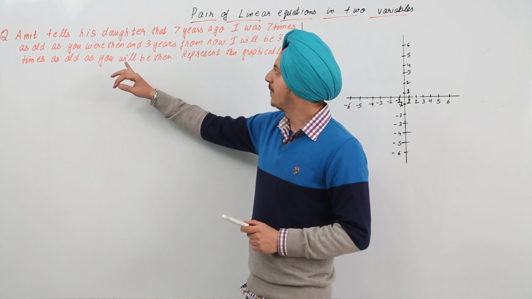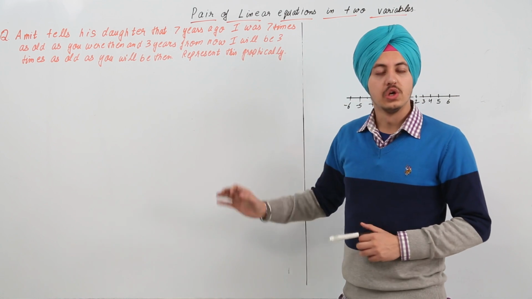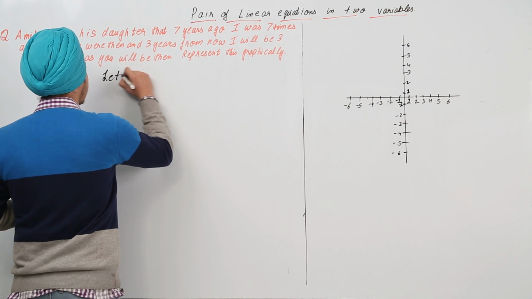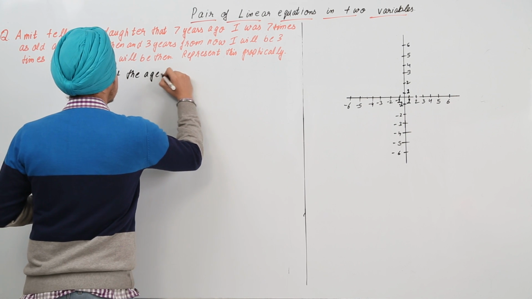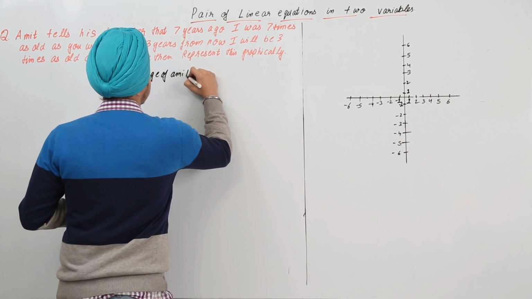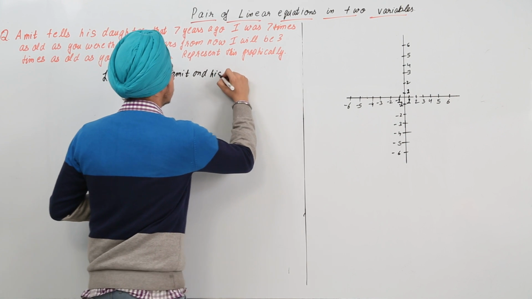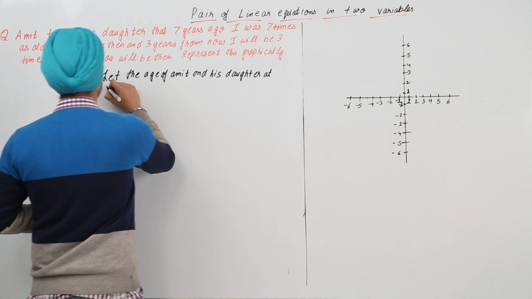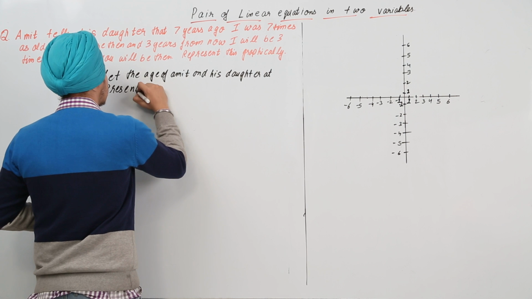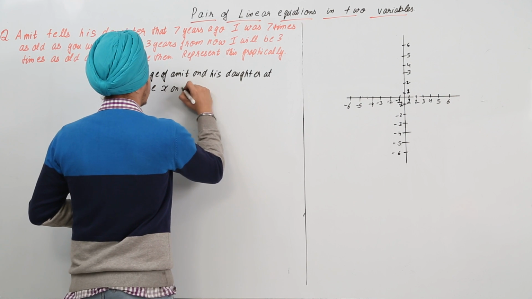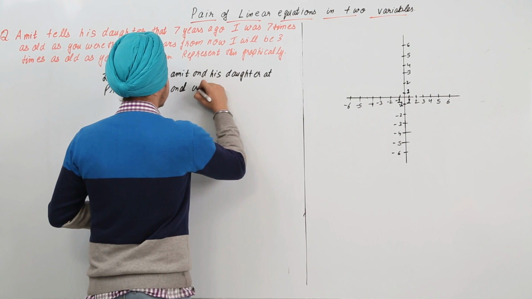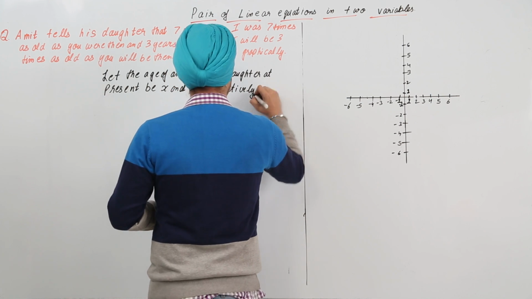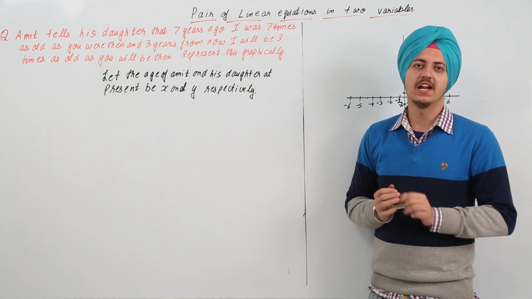Here the question says, Amit tells his daughter that 7 years ago. So right now, let us let the age of Amit and his daughter at present be X and Y respectively. Okay, so Amit's age at present is X and his daughter's age is Y.